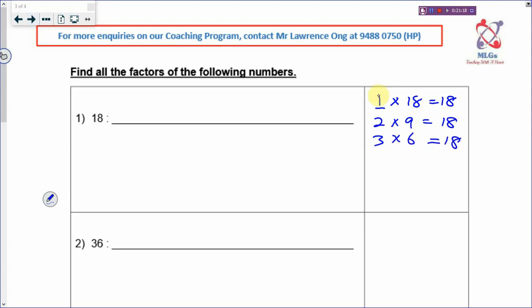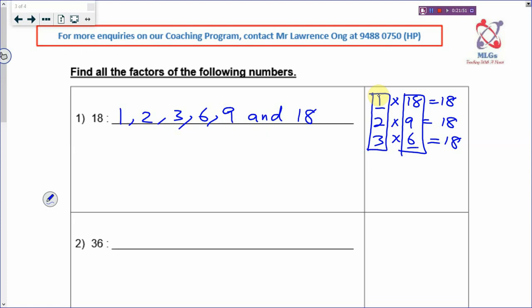Then 4, cannot. 4 times 5 does not equal 18, cannot. 5, cannot. 6 times 3, have already. So it's a repeated factor. So you can stop doing any more working already. Alright, so what are the factors? Then you look at the factors in this column and this column. So these are called your factors. But how do you present your answer? You always start with the smallest factor first. Then comma, 2, comma, 3, comma, 6, comma, 9, and 18. So that's how you present your factors, and you get your marks for this.